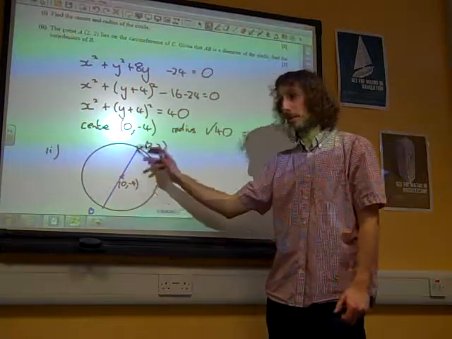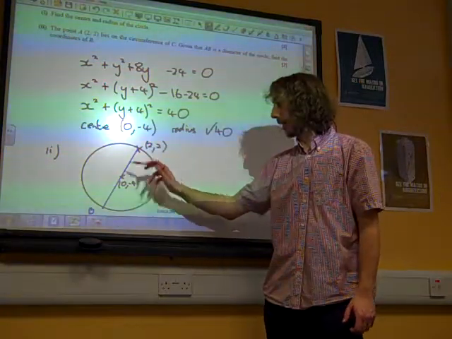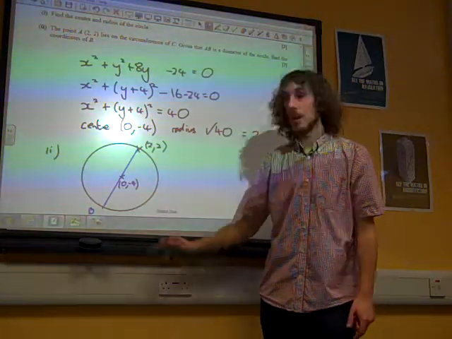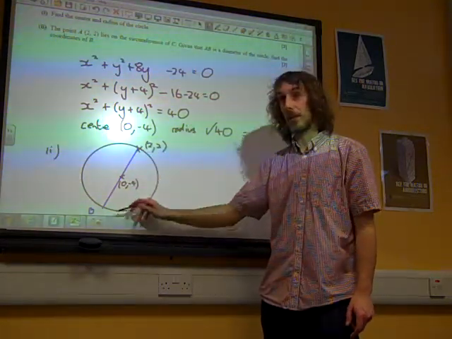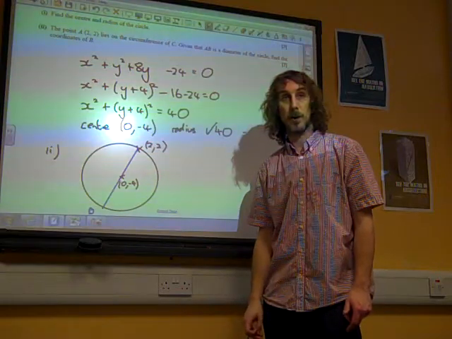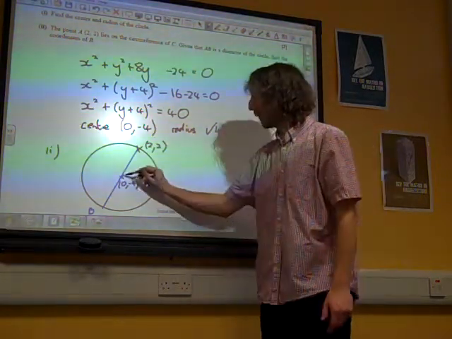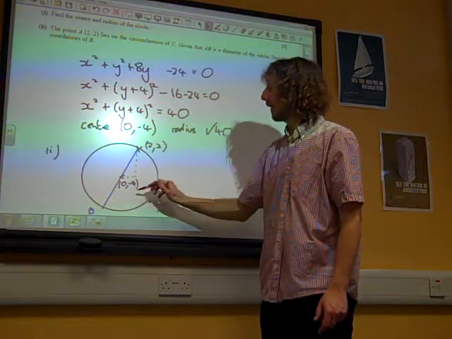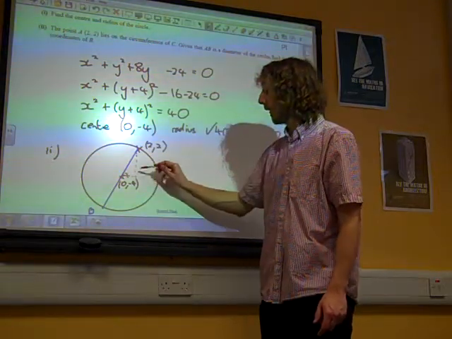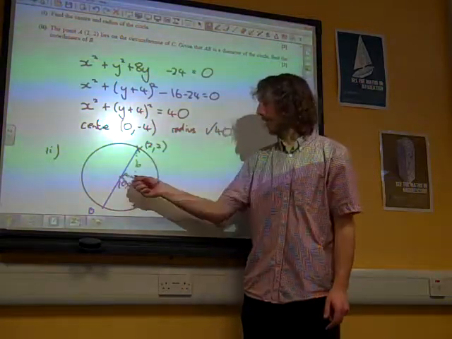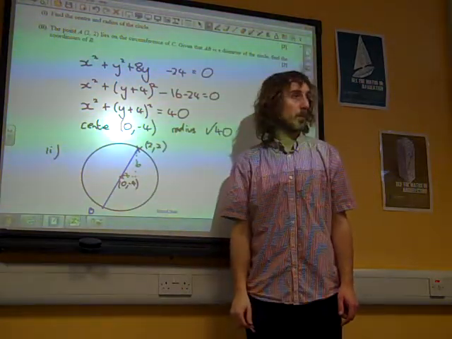You could do it with gradient. It must be the same gradient, that bit and that bit. So that would be an easy way to do it. Or that length must be the same as that length, so you could set up simultaneous equations with length of line. Or you could just think, if we look at this triangle here, it goes across 2 and it goes up 6, doesn't it, to get from the centre to that point there.